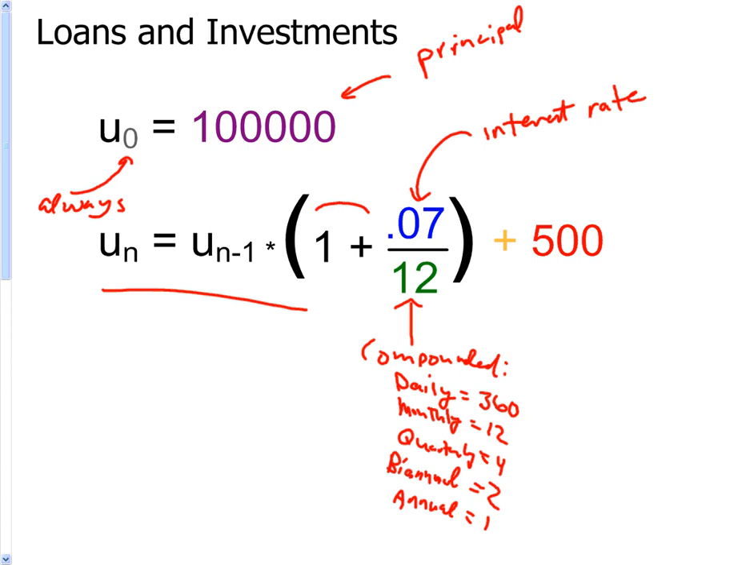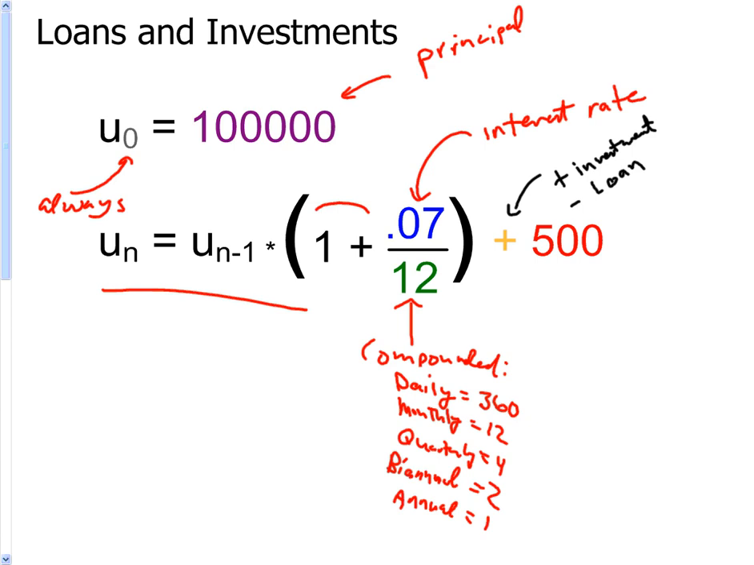All right, next part is the plus, and that could be a plus or a minus, and that is how you tell a loan from an investment. If it's a plus, then that is an investment. Plus is investment. A minus means it's a loan.